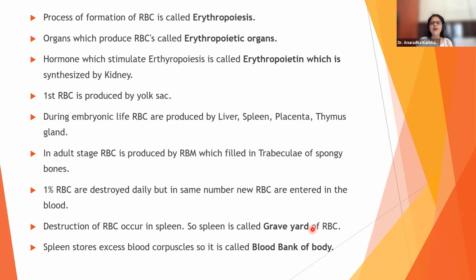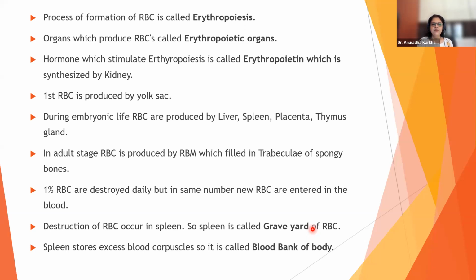Process of formation of RBCs is called as erythropoiesis. Organs which produce RBCs are called as erythropoietic organs. Hormones which stimulate erythropoiesis is called as erythropoietin, which is synthesized by kidney. I hope you all remember in the functions of kidney we had done this, that kidney is responsible for the formation of erythropoietin.